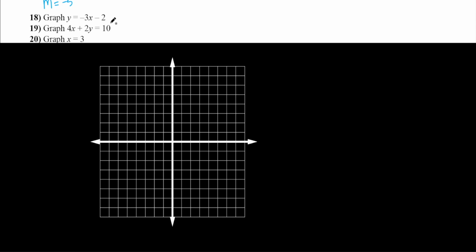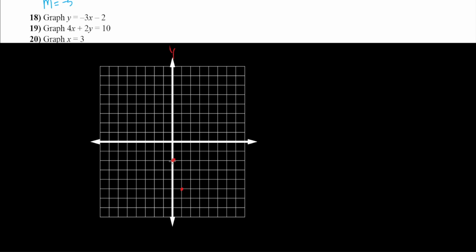Y equals negative 3x minus 2. How do we graph that? Go to the y-axis, right? Y-intercept is what? Negative 2. Put a point right there. What's the slope? Negative 3 or negative 3 over 1, correct? So what do we do? Go down 3. 1, 2, 3. Go to the right one right there.